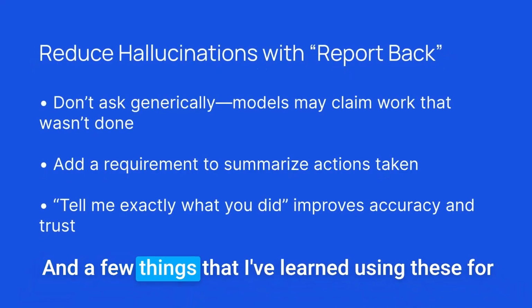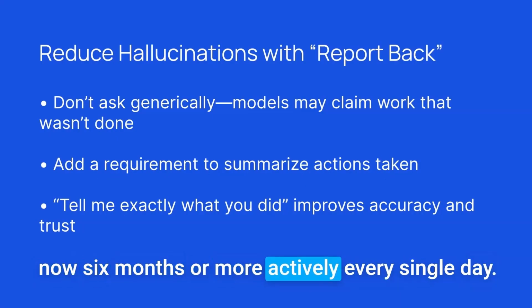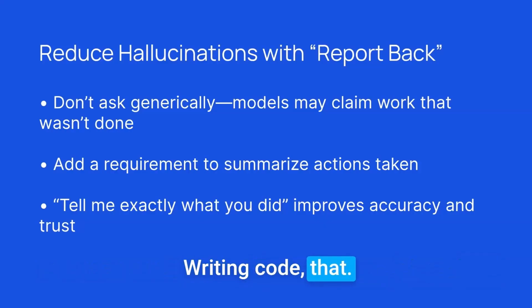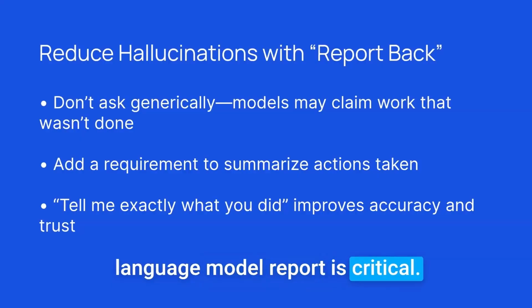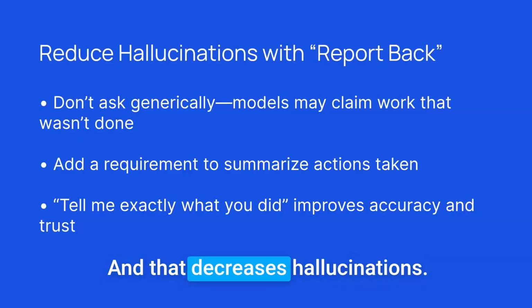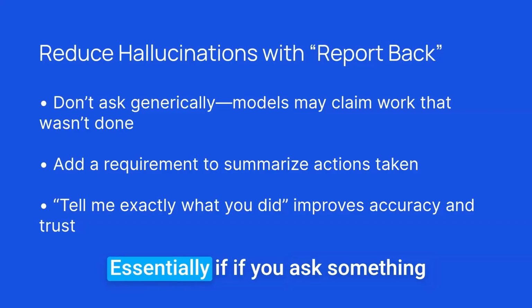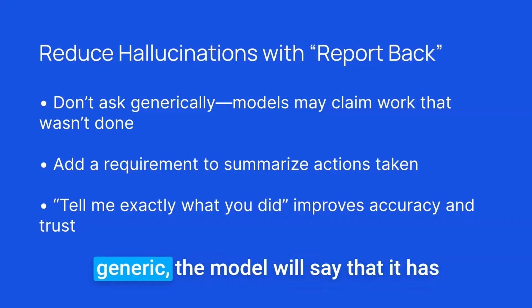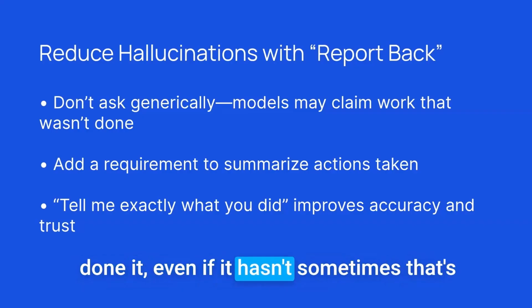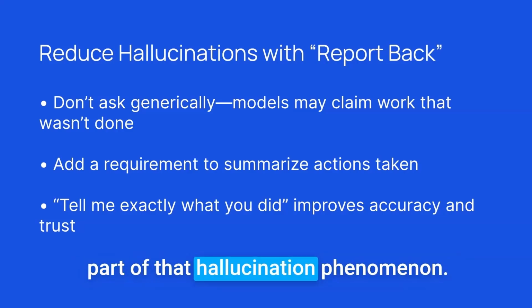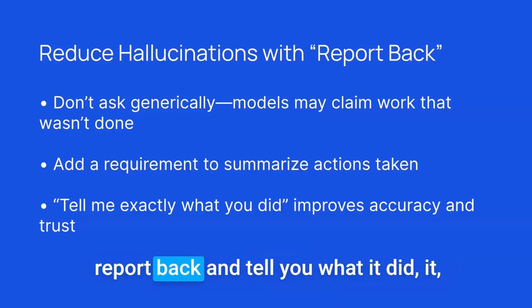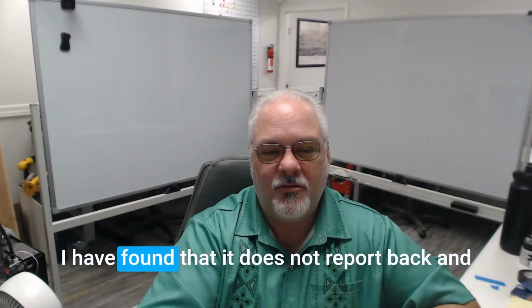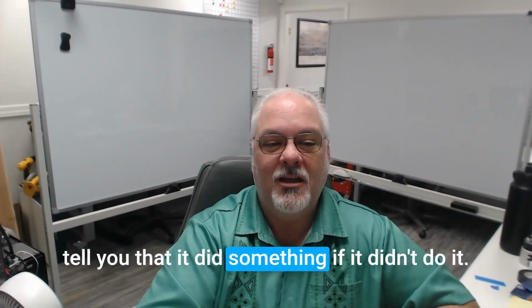And a few things that I've learned using these for now 6 months or more actively every single day writing code is that having the large language model report is critical, and that dramatically decreases hallucinations. Essentially, if you ask something generic, the model will say that it has done it, even if it hasn't sometimes. That's part of that hallucination phenomenon. But if you tell it to do something and then to report back and tell you what it did, I have found that it does not report back and tell you that it did something if it didn't do it.